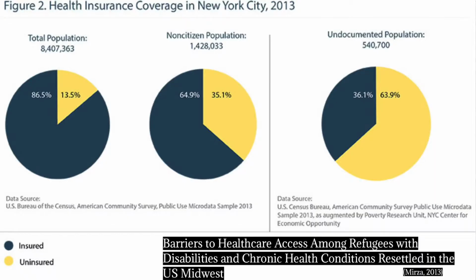The last structural barrier to care that we will discuss is lack of health insurance. A study was conducted in a large U.S. Midwestern city in 2013 and sought to find the barriers refugees face when receiving health care. The primary barrier that these researchers found was insurance coverage.